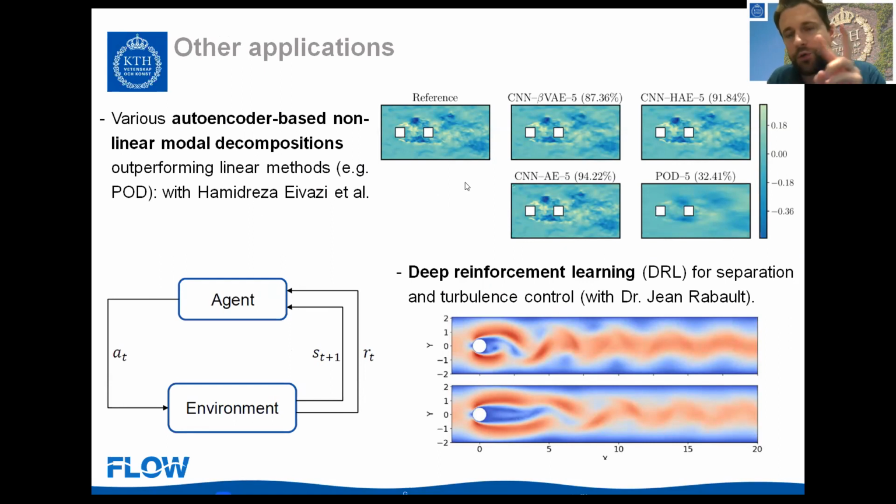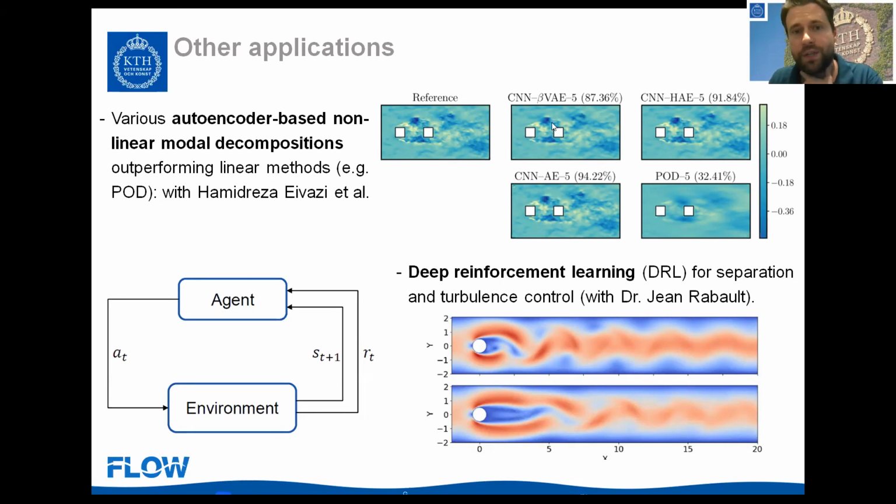I'm showing here the turbulent flow between two obstacles, which by the way is also with NEC, and we have a complete database of different urban environments and different geometries and separations of obstacles. So that's also another set of data that we have. And then with different autoencoder-based approaches, Hamidreza can actually obtain these non-linear modal decompositions with which 5 modes you can reconstruct 90 or 95% of the energy.